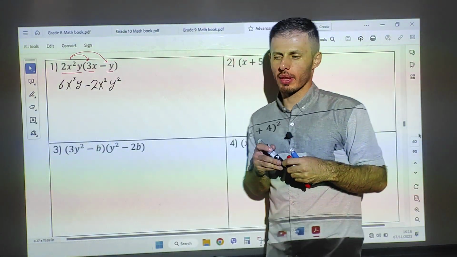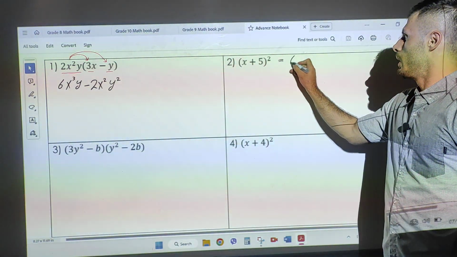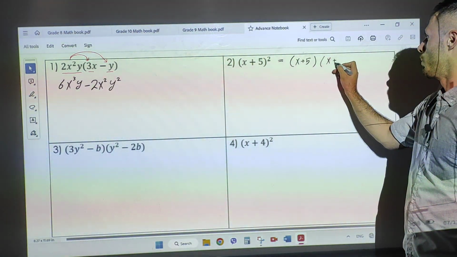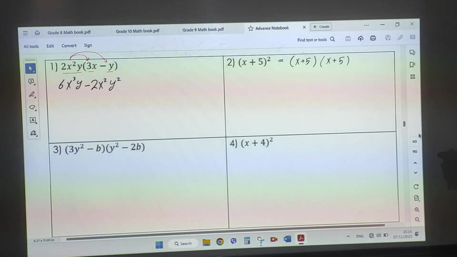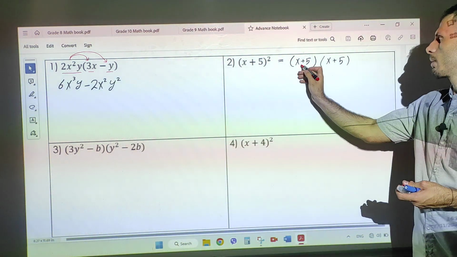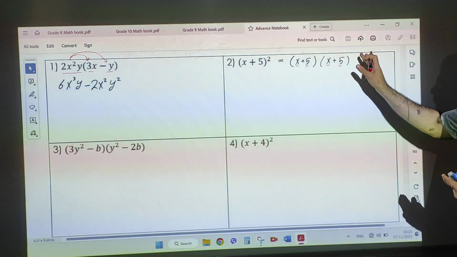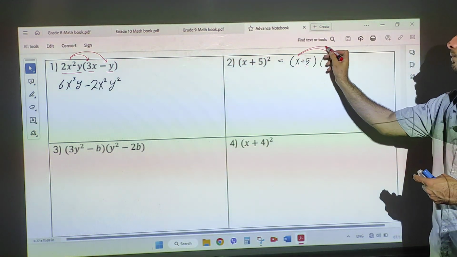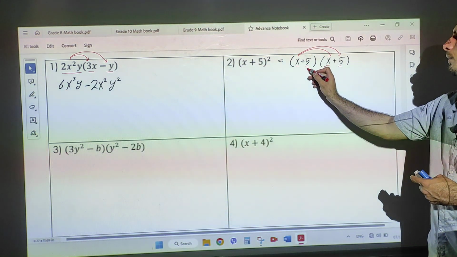For the next one, because you have a bracket power 2, it means x plus 5, this bracket multiplied by itself. We know in this one we have how many terms? 1, 2, 1, 2. This bracket multiplied by this bracket. The first one you multiply by both of them, then the second one you multiply by both.